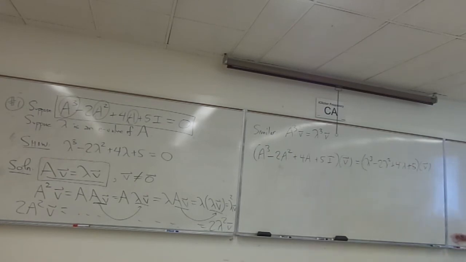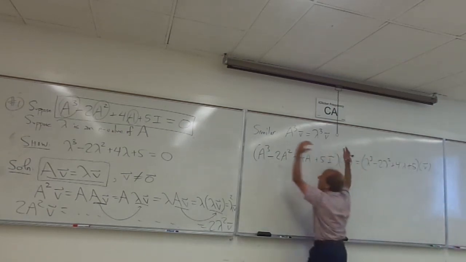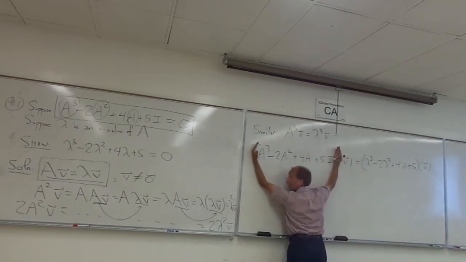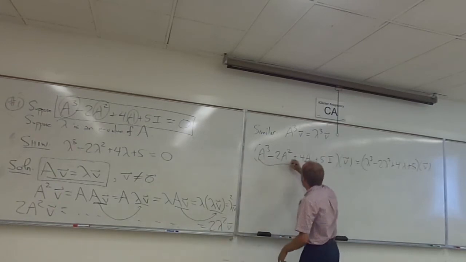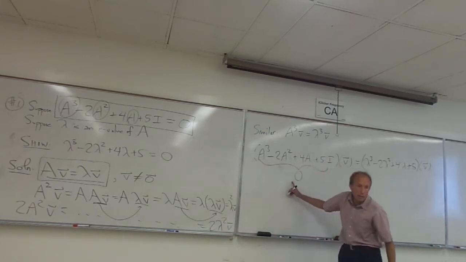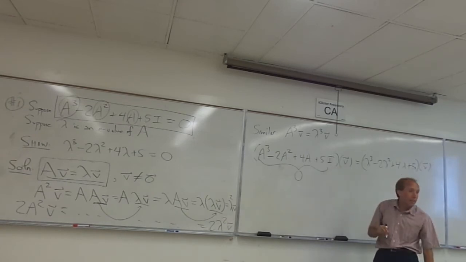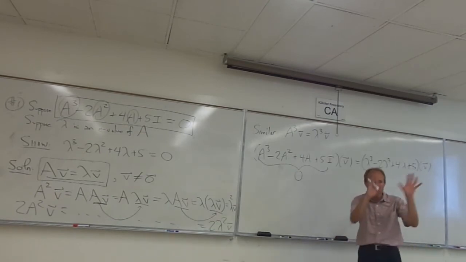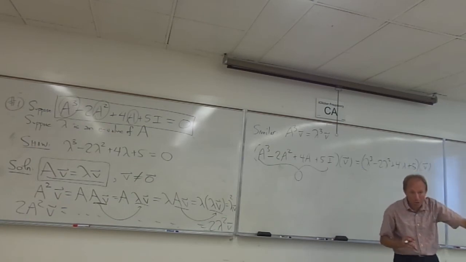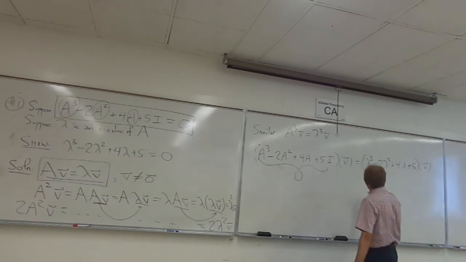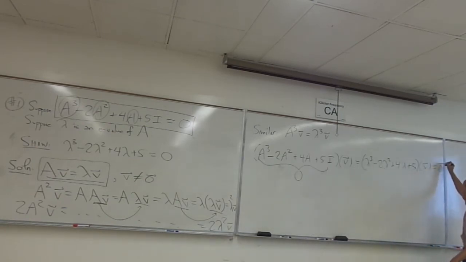And does everybody buy that? And this thing right here, this matrix, was the zero matrix. So what do you get when you take a zero matrix and multiply it by a vector? The zero vector, right? If you have a matrix of all zeros and you put a column vector next to it, it's just going to make that column vector 0. So this actually is equal to 0.